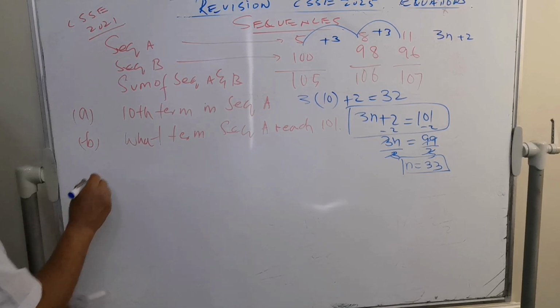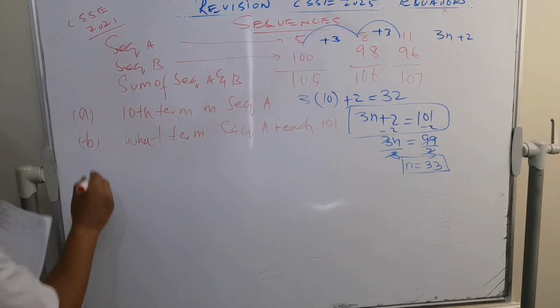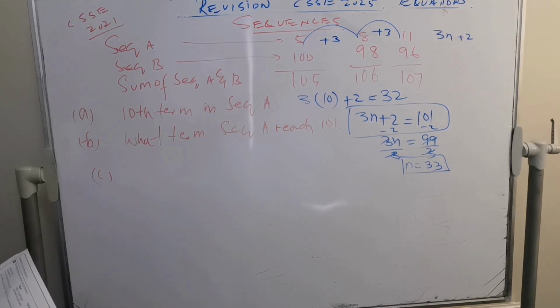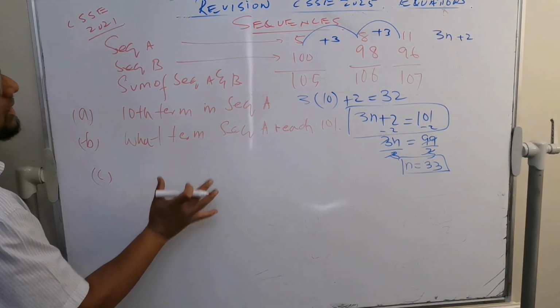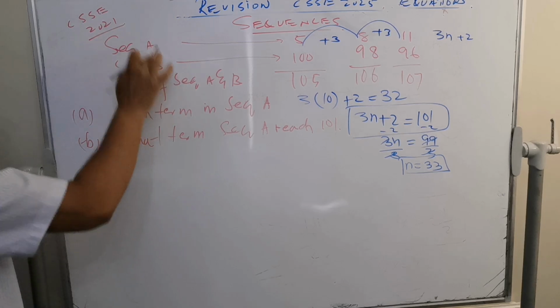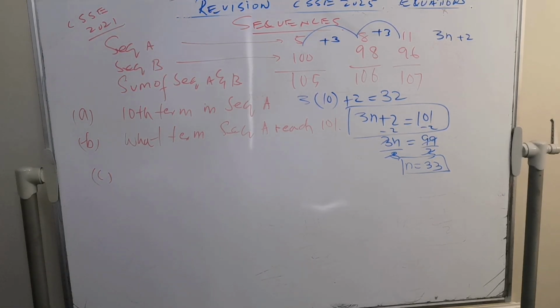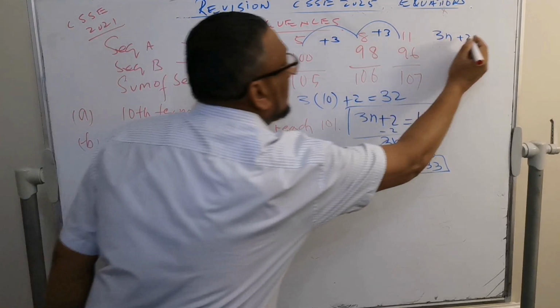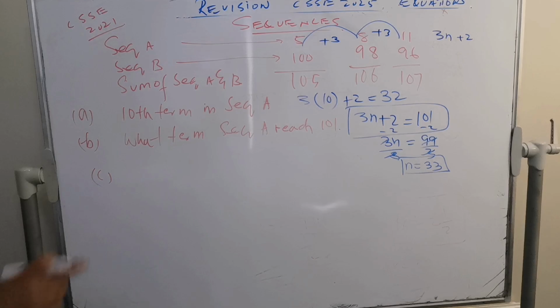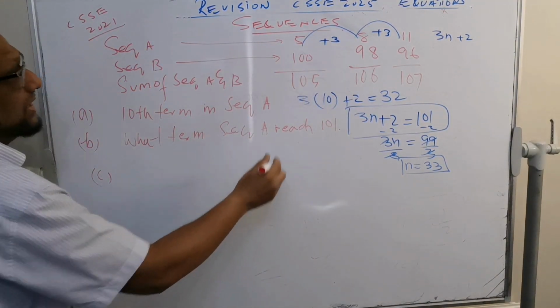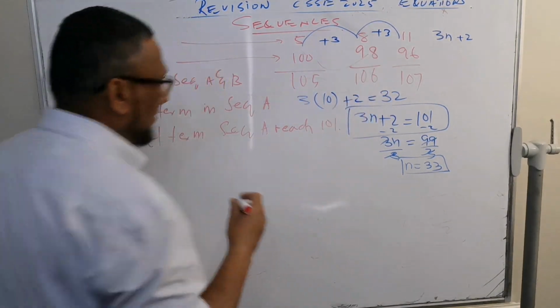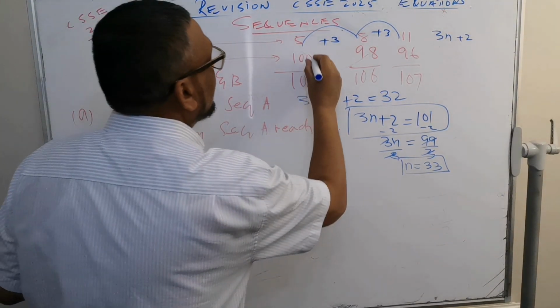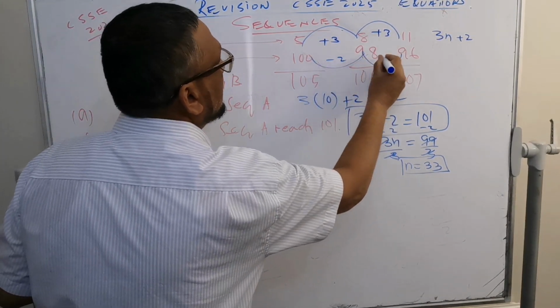Now I'm moving to part C. Part C says, what term would sequence A equal sequence B? So in what term do both sequence A and sequence B equal each other? So their value will be the same. At what term? So we already know the formula for the sequence A. We need to find out the formula for the sequence B. Look at this one. So 100, 98 is minus 2, minus 2.